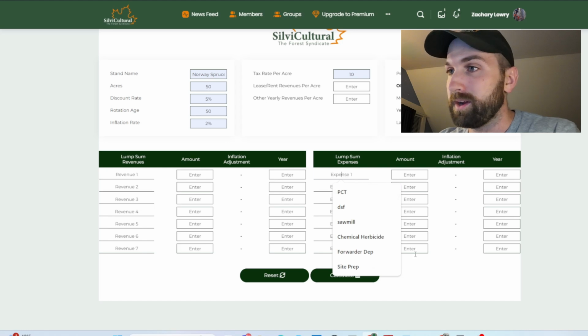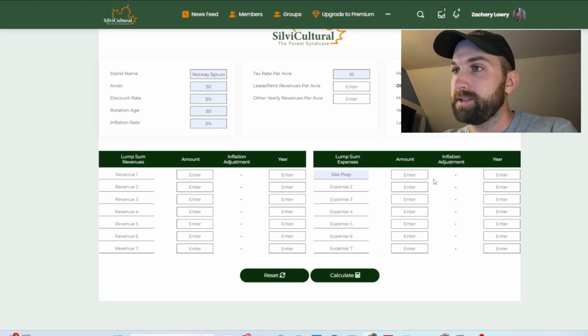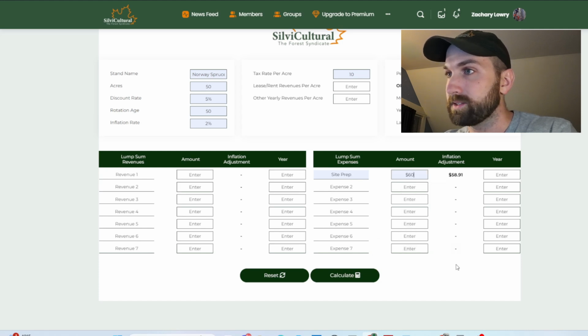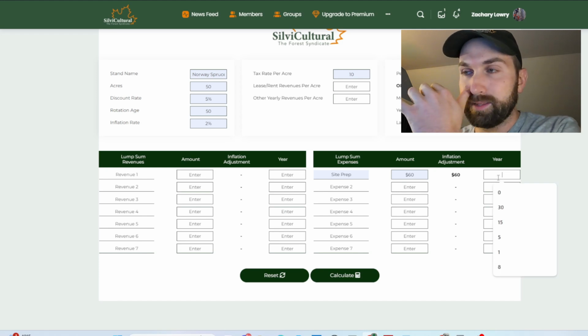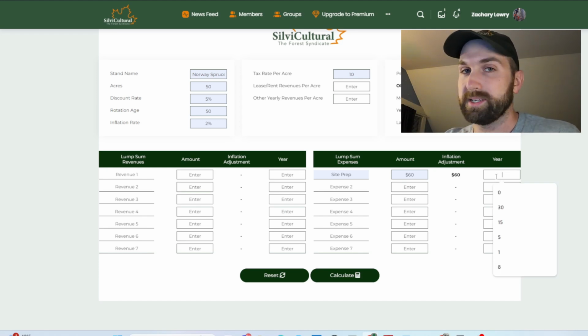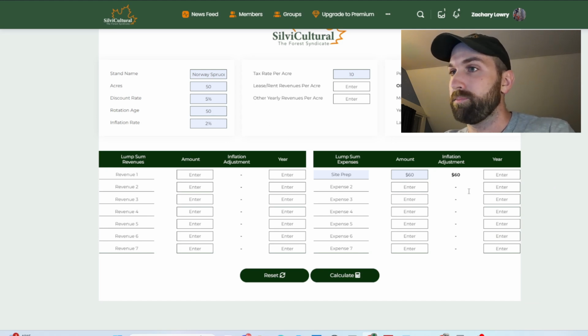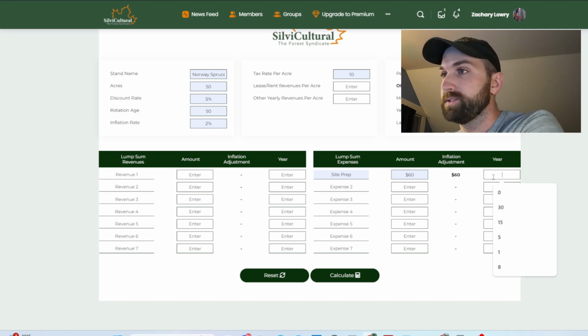So we'll go in here and we'll do site prep. And this is going to vary, the amount per acre, but we'll do 60. I think that's a pretty good estimate. And year, now for year, keep in mind, this isn't a calendar year. We're not talking about 2010, 2015. We're talking about 0 to the end of the rotation, so 0 to 50. So site prep, we're going to start that at year 0.